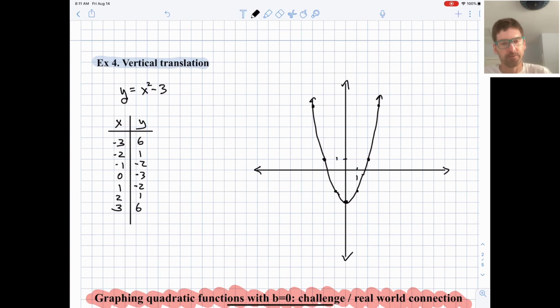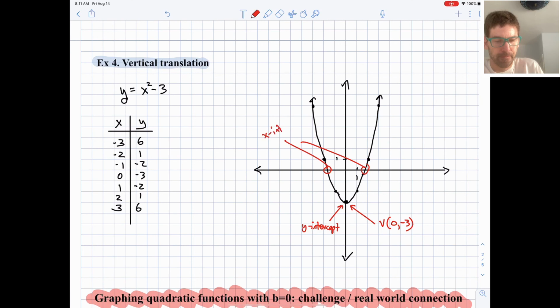All right, so just a quick reminder there. This is the vertex, and I use that notation v and then its coordinate. This is also the y-intercept, and then we have 2 x-intercepts. All right, so just some attributes of the parabola right there, and that's a good place to stop.